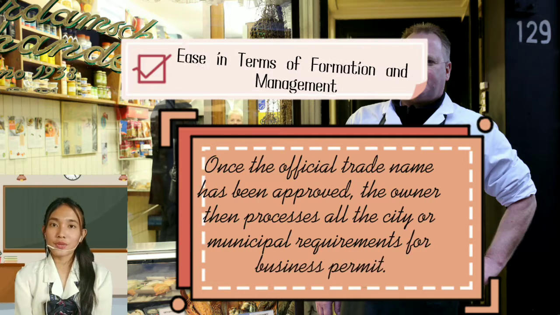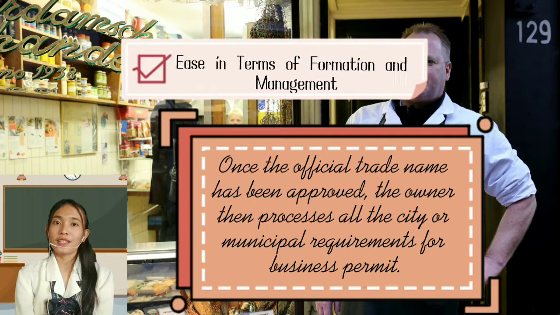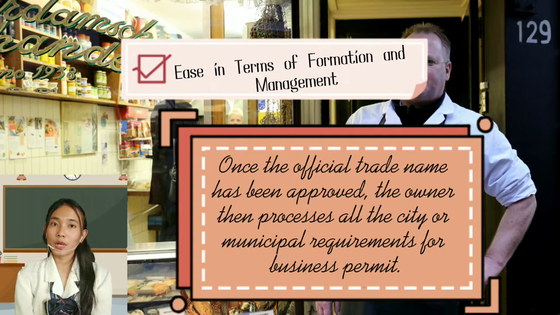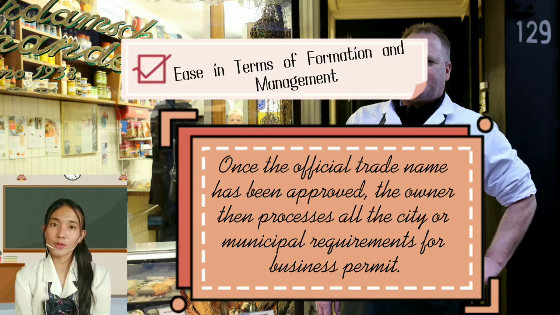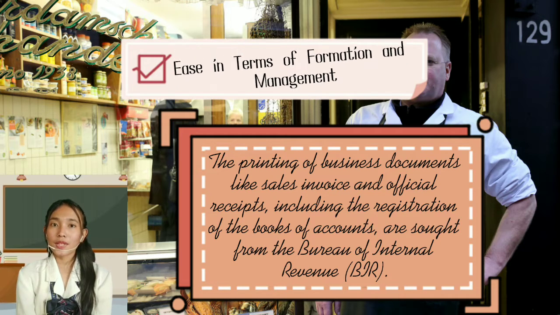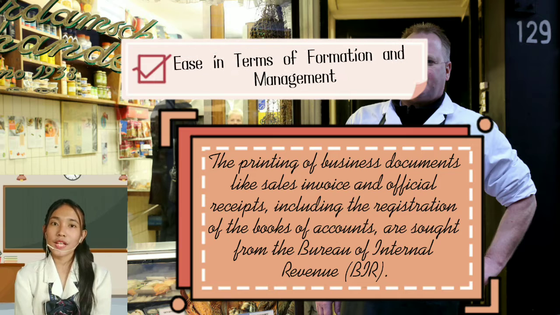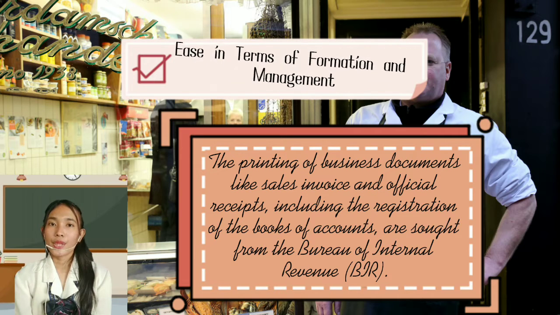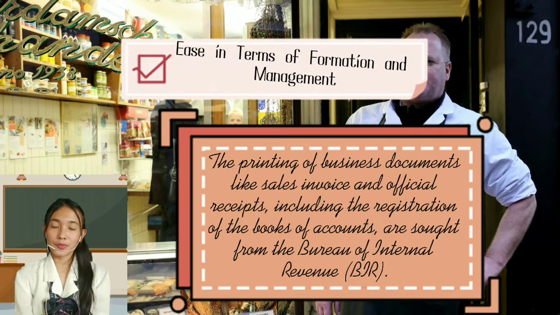Once the official trade name has been approved, the owner then processes all the city or municipal requirements for business permit. Also, the printing of business documents like sales invoice and official receipts, including the registration of the books of accounts, are sought from the Bureau of Internal Revenue or BIR. The management of the sole proprietorship is easily undertaken because it carries very simple operations.